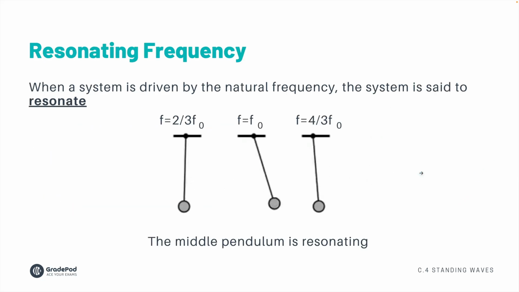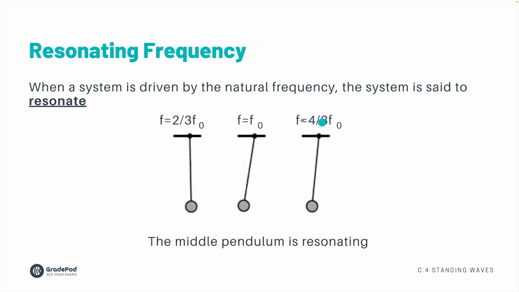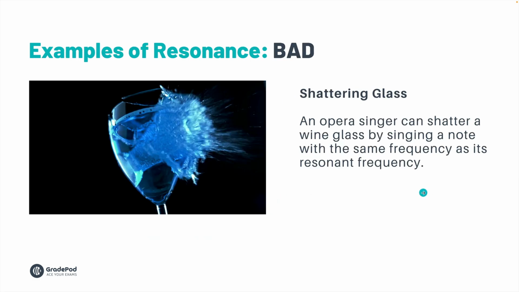it's been driven at. I just want to introduce a term here. It's called resonance, or resonating frequency. Because when you drive a system at the natural frequency, like this one here, the system is said to resonate. And this middle pendulum here is resonating, all right? That's because it's been driven at the natural frequency. Now, when is resonance bad?